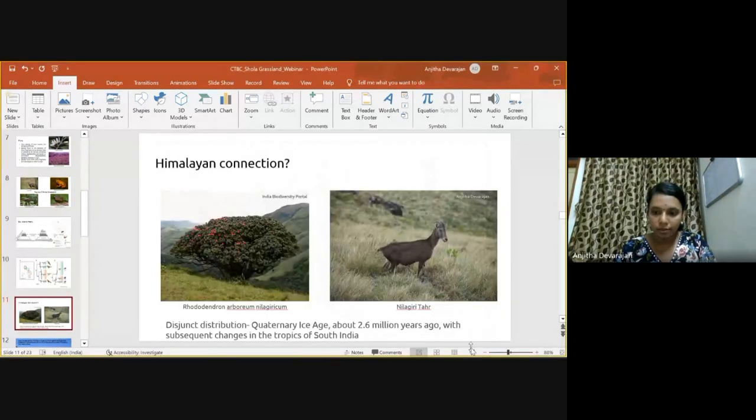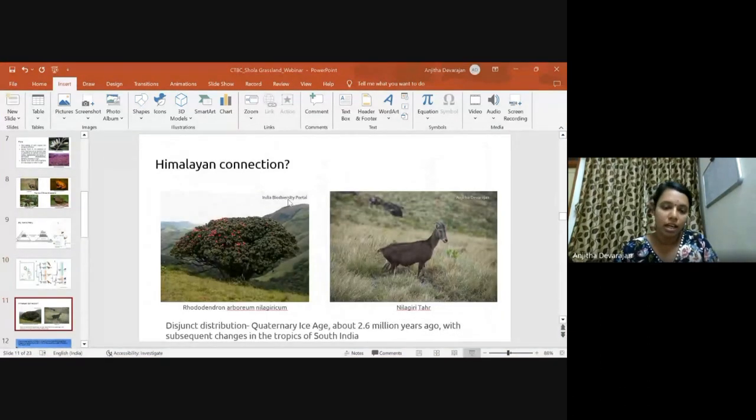Coming to next slide. We can say that the Nilgiri tahr, and we also have the rhododendron in the high altitude grasslands. But do they have some Himalayan connection?